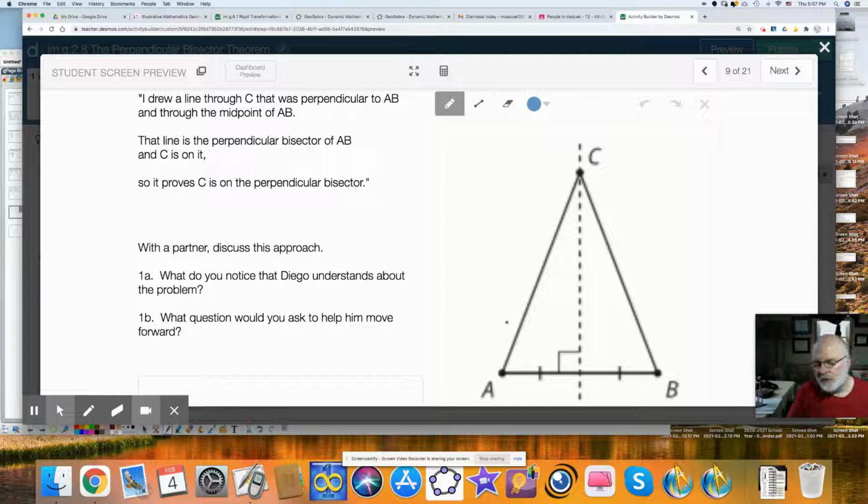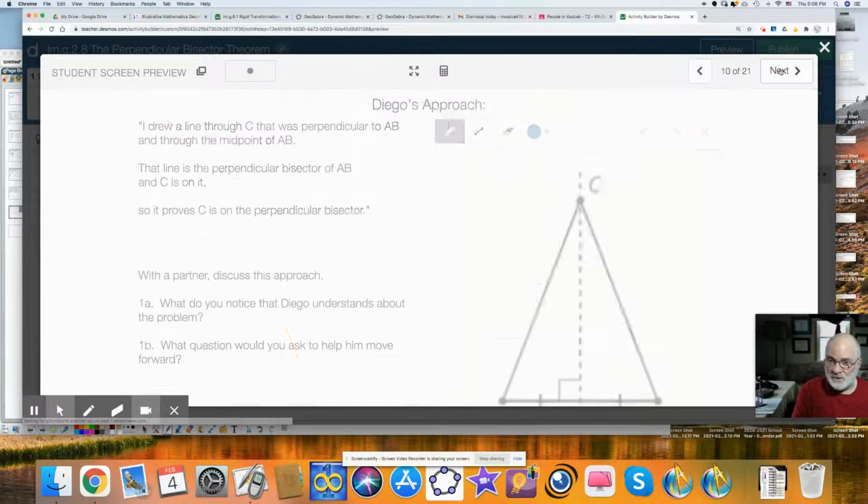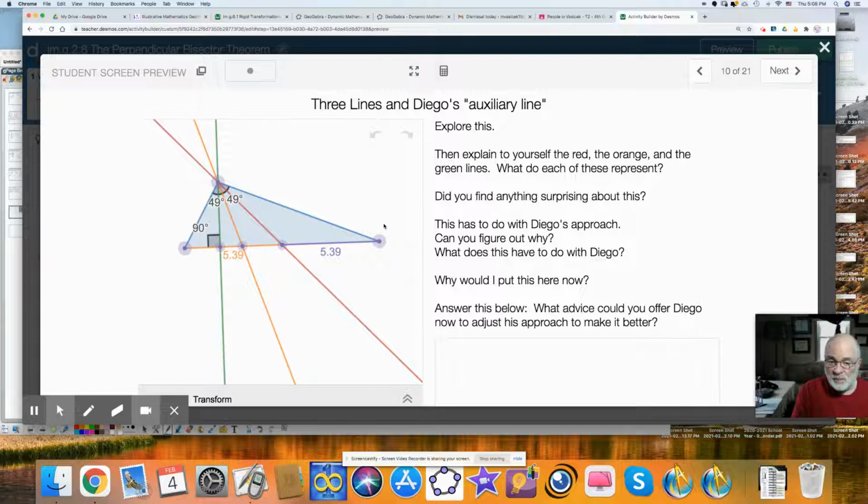And when you discuss this, what do you think that Diego notices that is correct? I think that he knows that it's got to be a perpendicular bisector. To be a perpendicular bisector, it has to be perpendicular and has to cut this in 2 points. But I think he's got some serious issues when he says that he creates this line and it's going to be through C and be perpendicular and be a midpoint. You can usually choose one thing you want the auxiliary line to be, but you can't just make it up. And here's an example why.